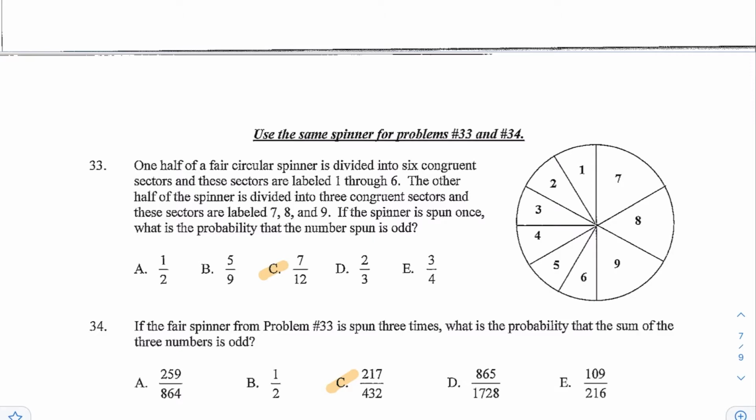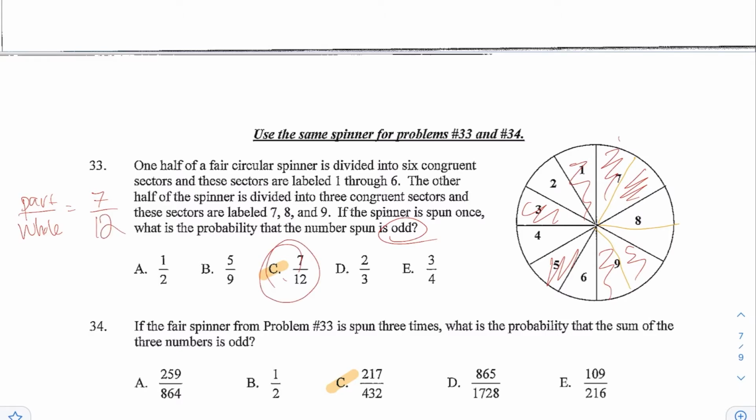So here you don't have an equal spinner because you have one side is 1 to 6, the other side is just 3 numbers. So you have to cut each of these in half. And now you have a fair spinner. If you want the odd, it's just part over whole. So you want to count the odds, and you have 2 7s and 2 9s. So that's going to be 1, 2, 3, 4, 5, 6, and 7. So that's 7 odd pieces over the total, which will be 12. So that's choice C. You split the right side in half, so you have 12 equal sectors.